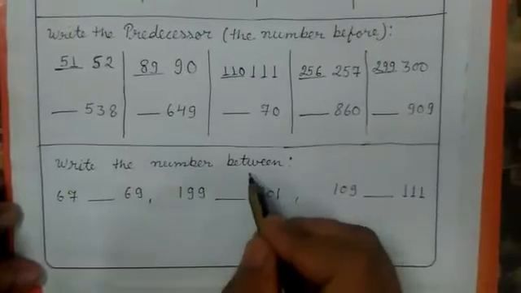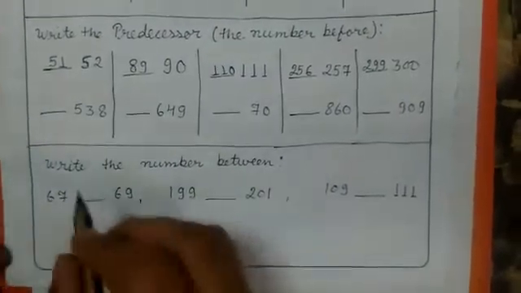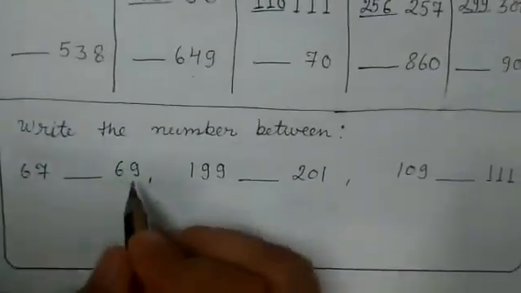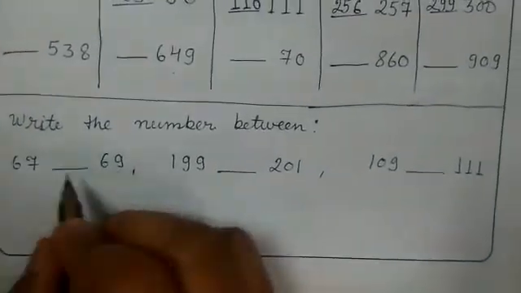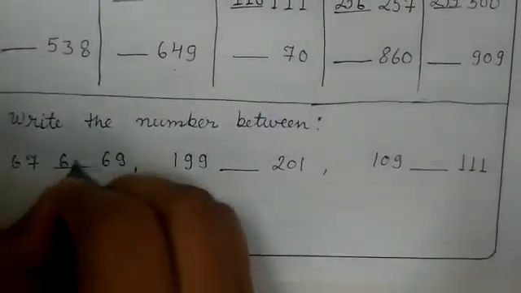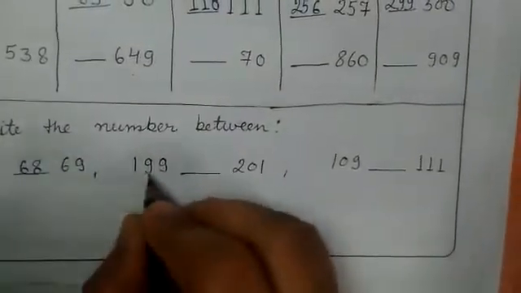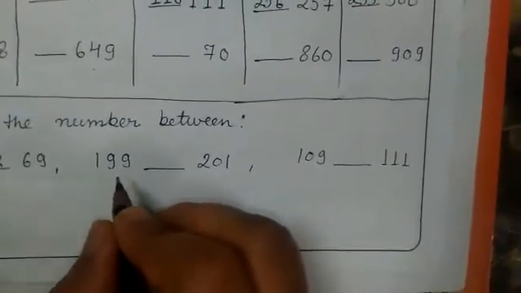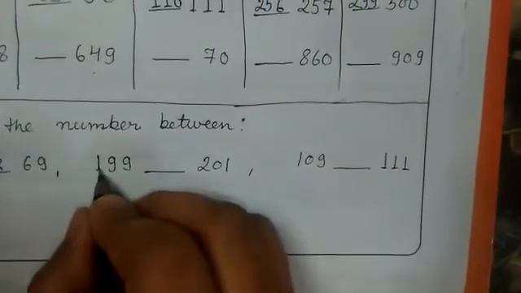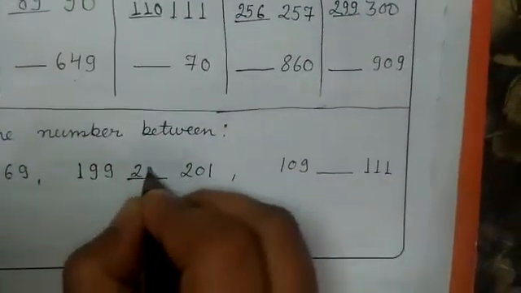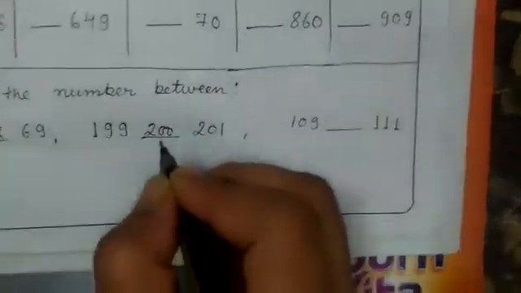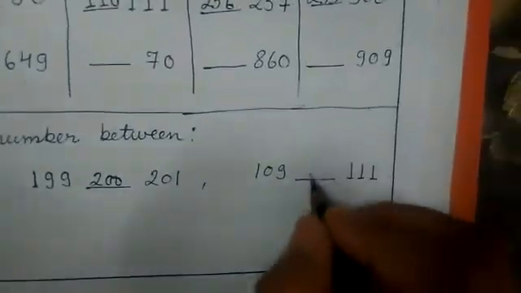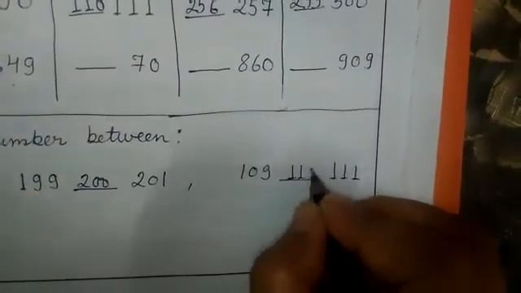Write the number between. Between means the number after 67 and before 69. 67, 68, 69. 199. Remember it, student. After 99 always comes 100. If the number is 199, then here the number comes 200. If the number is 299, then you write 300. Okay. 109, then the number is 110.